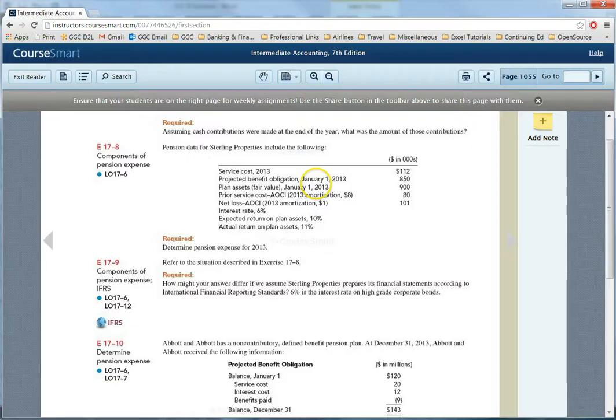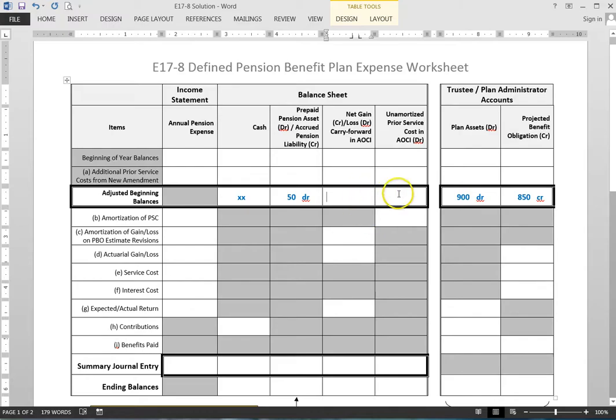And those will simply be identified. If they exist, they'll be identified in the problem. So for example, prior service costs is in AOCI. We can see that that is an AOCI account, accumulated other comprehensive income, and it has a balance of $80,000. So unamortized prior service costs has an $80,000 balance, and notice here that unamortized prior service cost is always a debit balance. It cannot be a credit balance. It's always a debit balance.